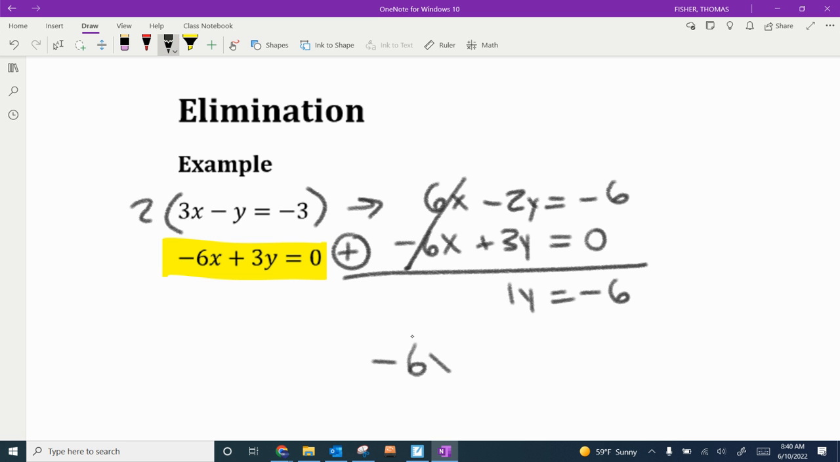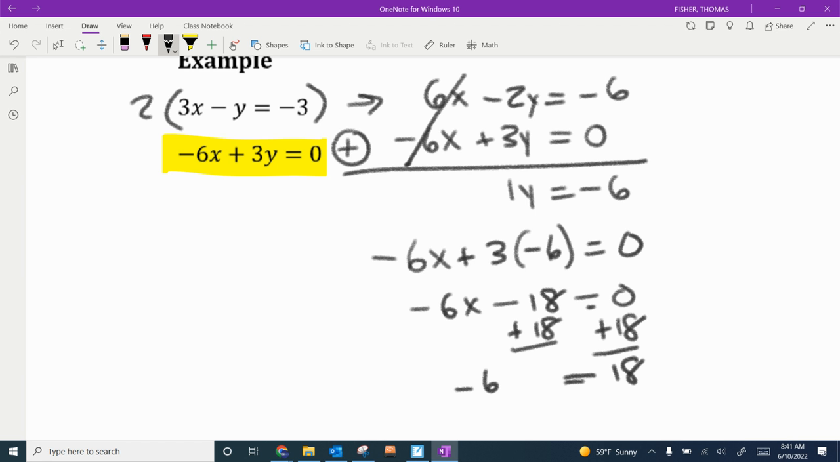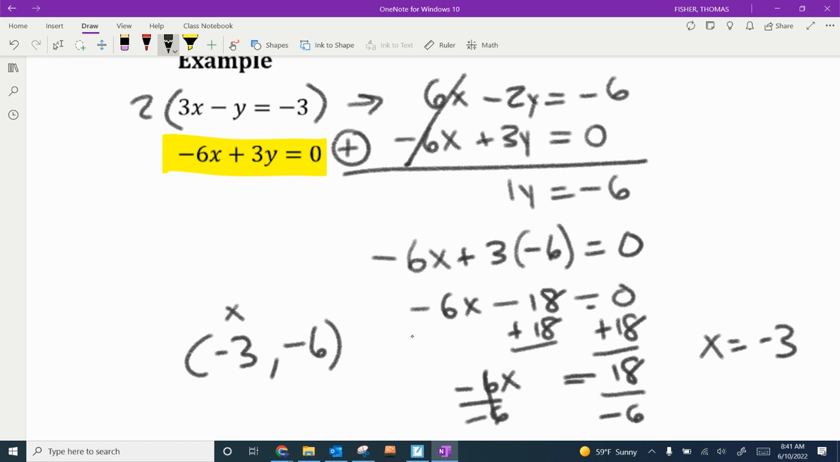So negative 6x plus 3 times the y equals 0. Solve this two-step once you just multiply. Solve that for x. Add 18. So 18 equals negative 6x. And x equals that division, which is negative 3. So there's our answer. Always write it as a coordinate, negative 3, negative 6, because it's always x followed by y.